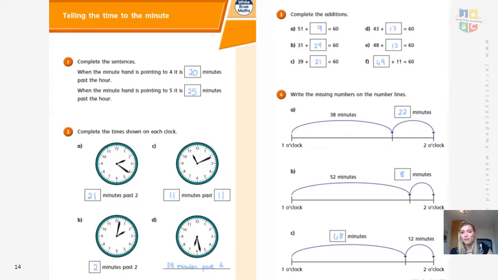Again, on number 4, this is also showing you between 1 o'clock and 2 o'clock. We know there are 60 minutes. If 38 minutes have gone, you could do 60, take away 38 to get your answer 22, because we know that there are 60 minutes in an hour. If 38 have already been used, there will be 22 minutes left till it gets to the next hour.